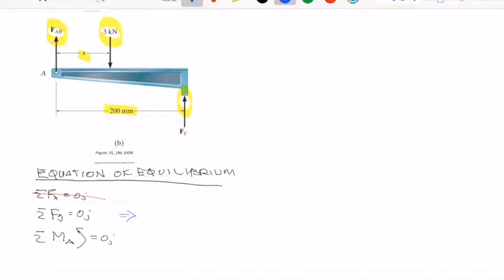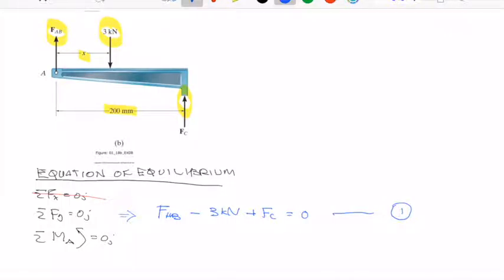So I have my FAB going up, then I have my 3 kilonewton going down, and I also have my FC, and this is equal to 0. I will call this equation number 1.